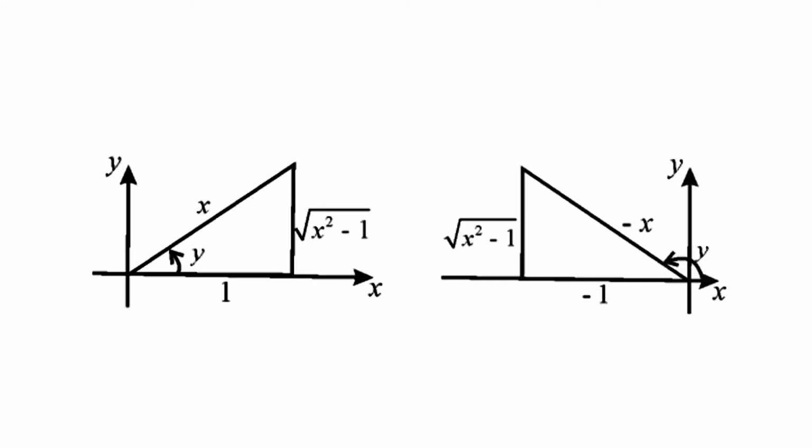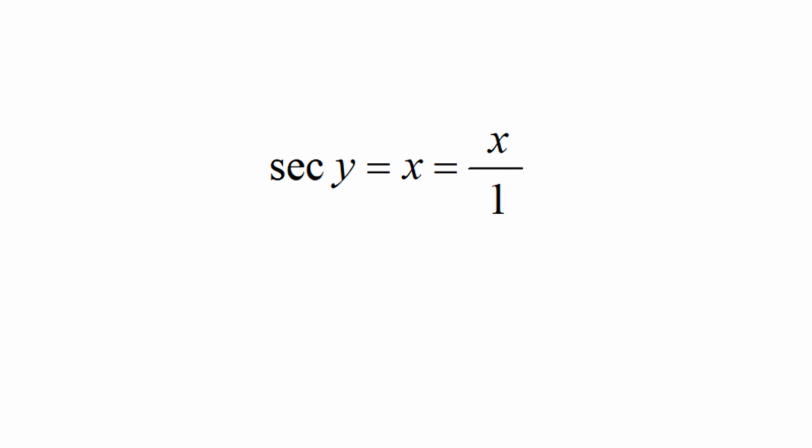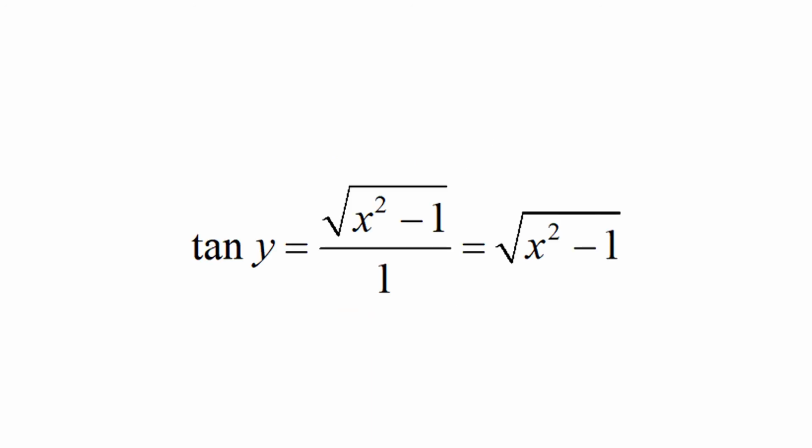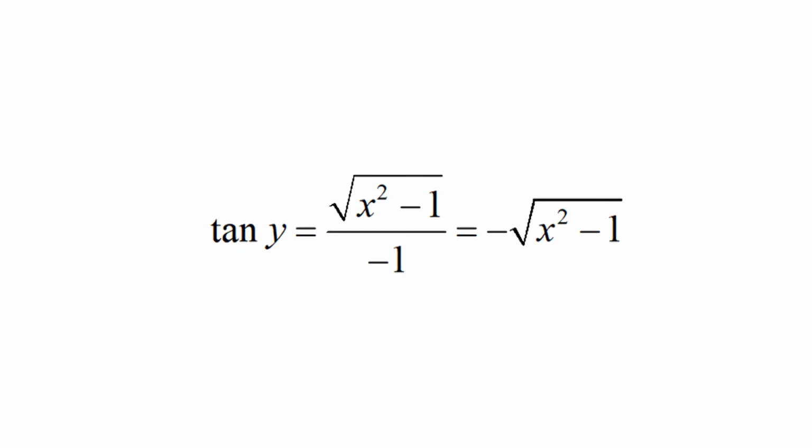Now, we refer to the two triangles in the given figure. One in the first quadrant with sec y equal to x by 1, and another one in the second quadrant with sec y equal to x by minus 1. In both quadrants, sec y equal to x. In the first quadrant, tan y equals square root of x square minus 1 by 1, equal to square root of x square minus 1. In the second quadrant, tan y equals square root of x square minus 1 by minus 1, same as minus of square root of x square minus 1.